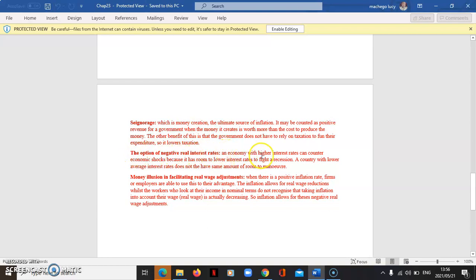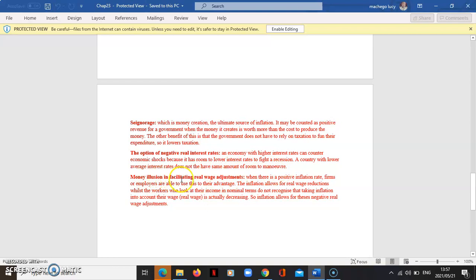The option of negative real interest rates. An economy with high interest rates can counter economic shocks because it has room to lower interest rates to fight a recession. A country with a lower average interest rate does not have the same amount of room to maneuver.